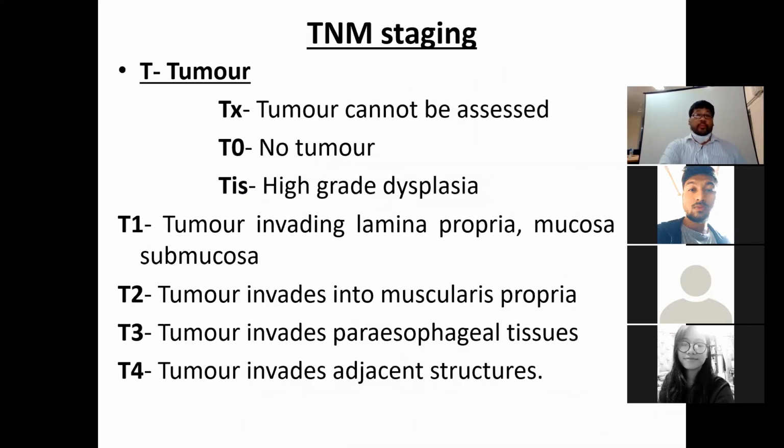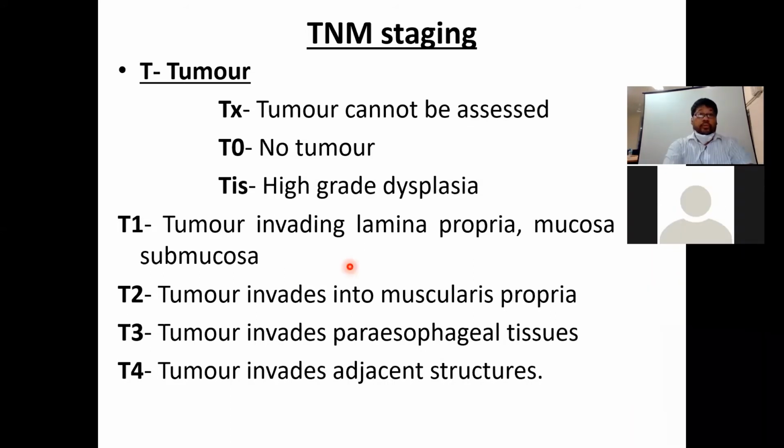So this is the TNM classification, as I have said. First it is the T. Tx is the tumor cannot be assessed. T0 is no tumor. Tis is high grade dysplasia. And when we say T1, it is the tumor invading the lamina propria, mucosa, and submucosa. And T2 is when the tumor invades into the muscularis propria.